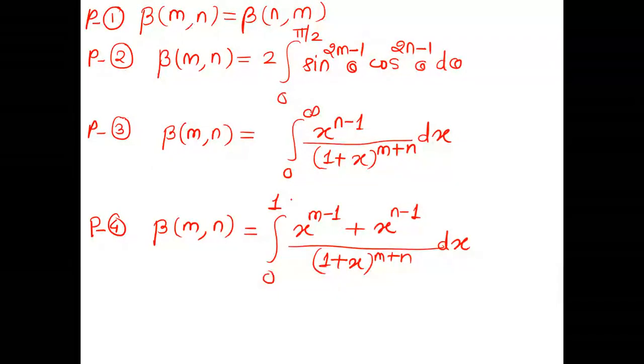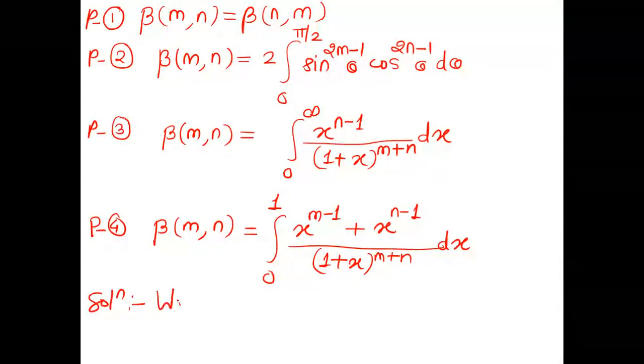If you look at this result, it is somewhat similar to the previous property with certain changes. What is the first change? Here the limit is 1 instead of infinity. And we have one more additional term, x raised to m minus 1. So we will try to prove this property with the help of the previous property. Let's see how to do this.